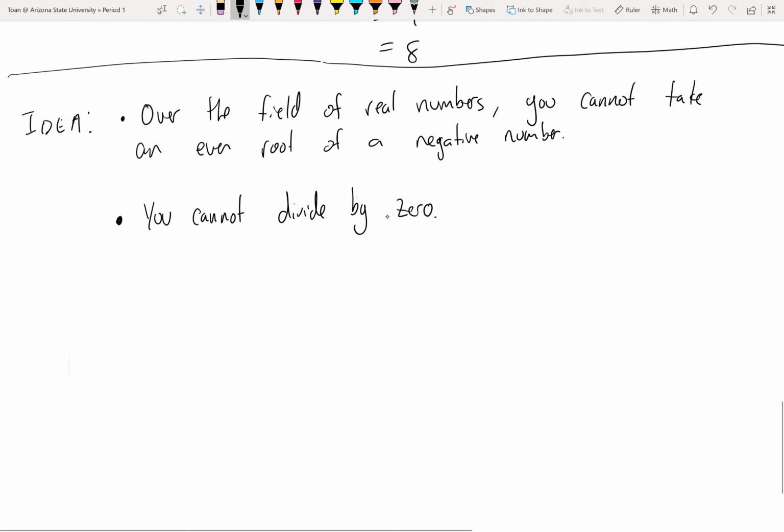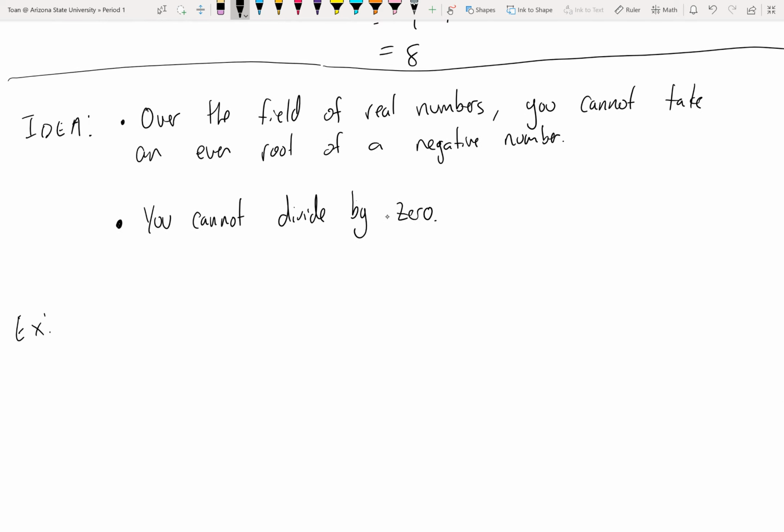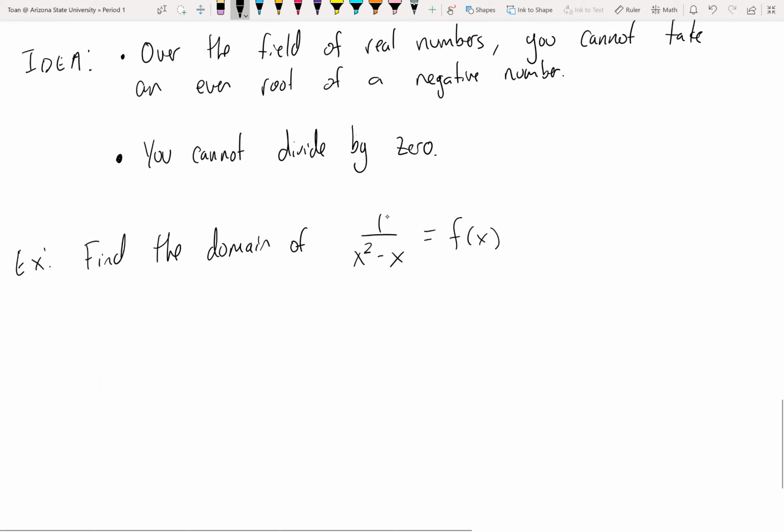For example, let's say I ask you to find the domain of f of x equals 1 over x squared minus x. So yes, I could just whip out my graphing calculator, graph it, and then read what the domain is. But let's pretend our calculator's busted. Let's pretend our laptop is dead. We have to do this by hand. Well, the first thing I do is go through those 2 bullet points. I know in math I can't take an even root of a negative number, and I can't divide by 0. Then what I do is analyze my rule.